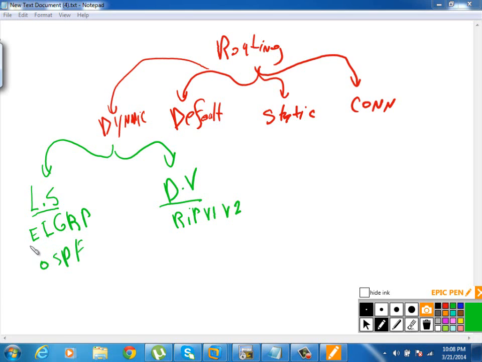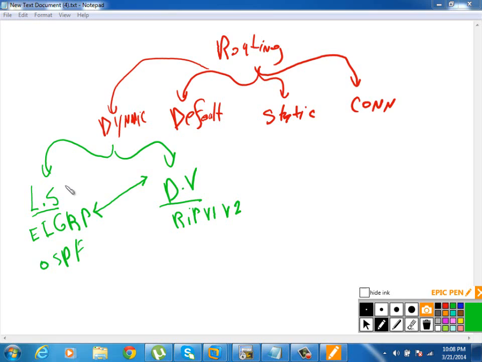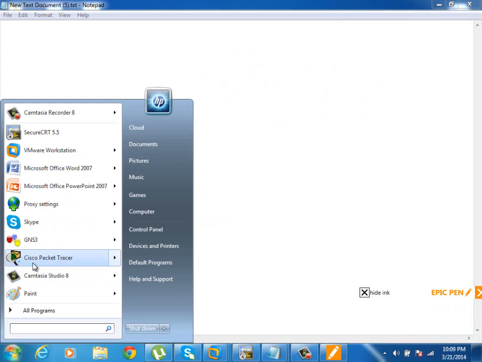Okay, so we will talk today about EIGRP, but remember EIGRP can work both as a distance vector and as link state. Now, what is the difference between link state and distance vector? I mean, we need to understand the difference between them. We are just refreshing our subject, so we need to know the difference between them.